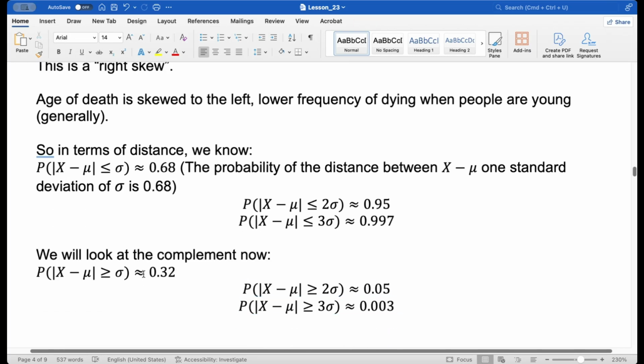What's the probability of being at least 2 standard deviations away? It's 1 minus 0.95, so it's 5%. And for 3 standard deviations, 1 minus 0.997, it's 0.003.